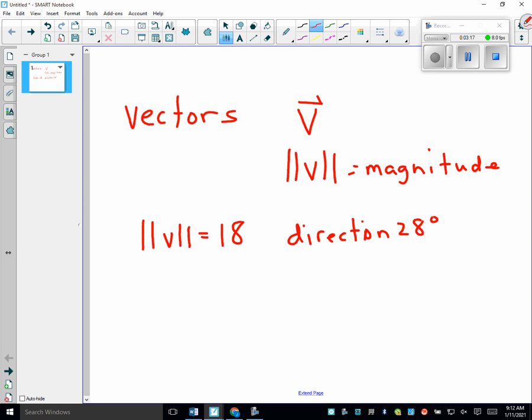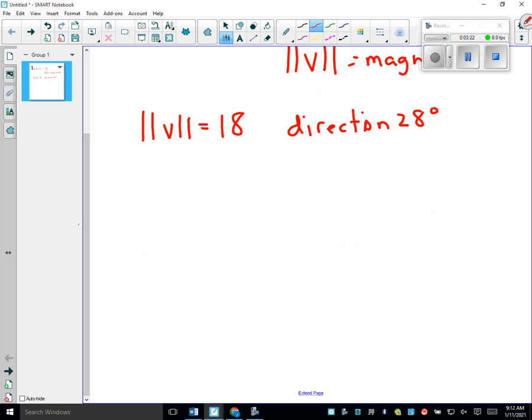All right? So, what I know is that the magnitude of vector V is 18, the direction is 28 degrees. Always from the x-axis. Isn't that how we measure angles? So if it's 28 degrees, that means this would be vector V, which is 18, and this is 28 degrees. Does that make sense to you?